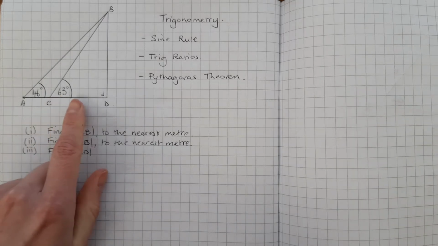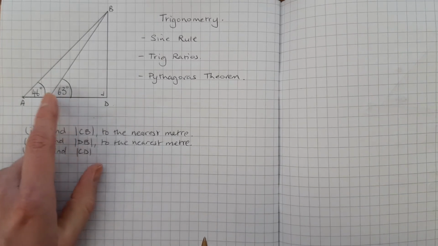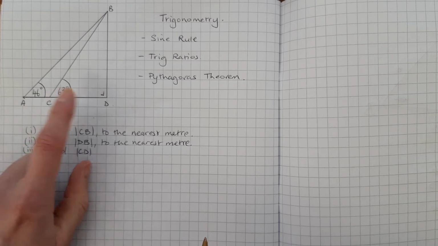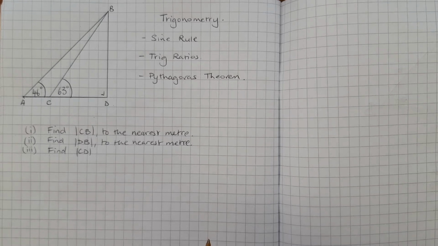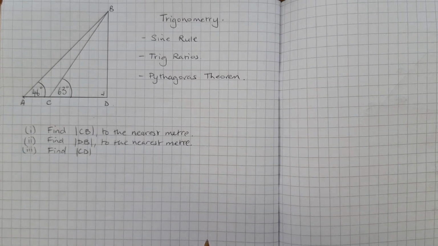In it, we have an angle of 63 degrees, an angle of 46 degrees in the other triangle, and one of them is a right-angled triangle. When you see a problem like this, it is really important that you put in as much information as you possibly can into both triangles. When it comes to solving these, the more information you pop into this, the easier it will be to solve.